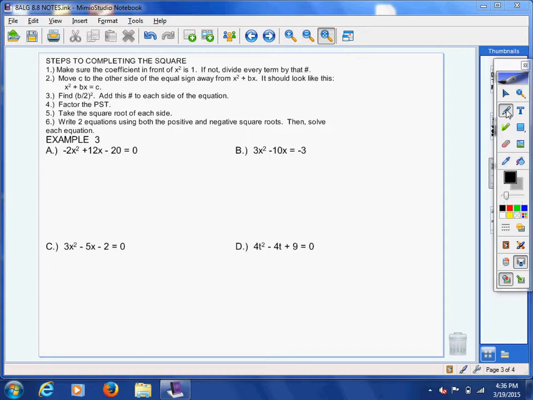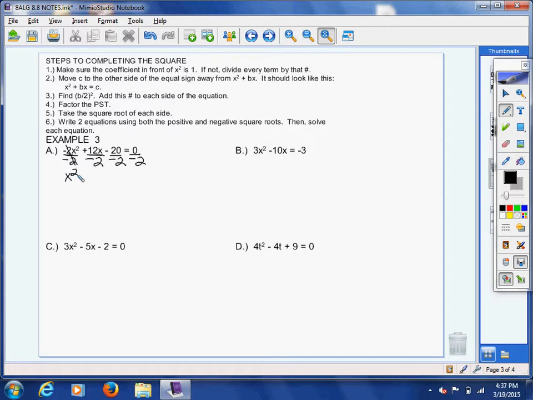First step. We're going to complete the square. We got to make sure the coefficient in front of x squared is 1. Well, it's not. It's a -2. So because it's not, we're going to divide every term by -2. Okay, so this is what I'm going to do. I'm just dividing everything by -2. There are 4 terms up there. Now, the whole point is I want to cancel out the -2, so it's just x squared up front.